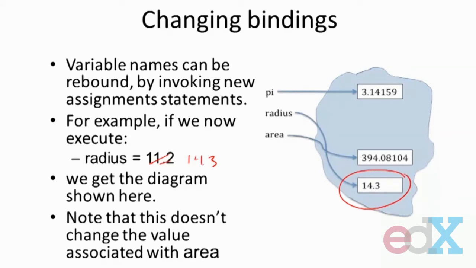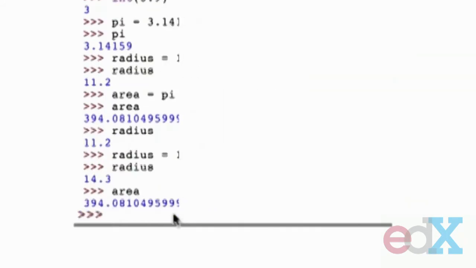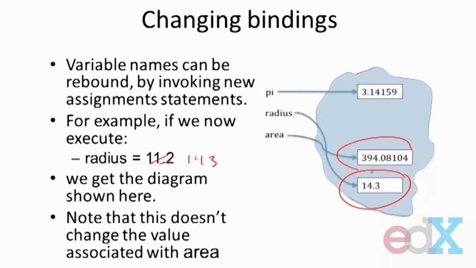But notice that area hasn't changed. And in fact, I can confirm that the area is still 3.94 point a whole bunch of stuff. And that's because my evaluation of the binding for area, having been done earlier, has simply stored away that value, as you can see right here. It doesn't have an expression to evaluate, it is the particular value. So rebinding radius does not change the binding associated with area. An easy place to make a bug or have a mistake, and something that you want to keep an eye out on as you move forward in terms of using these ideas.